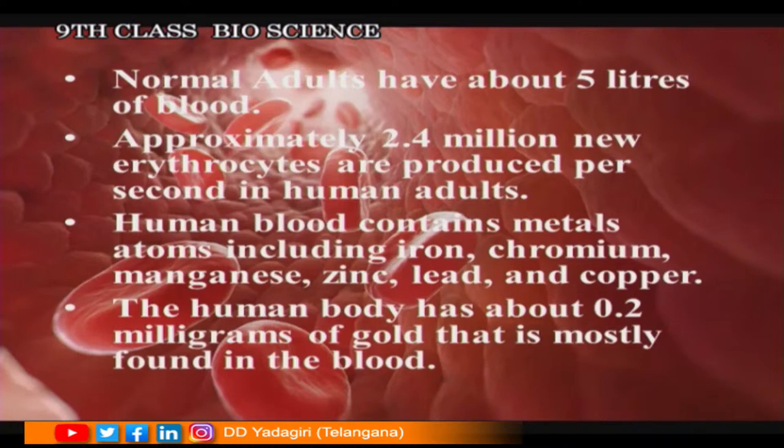So, who is carrying it? Blood supplies all these to different parts of the body. The human body has about 0.2 milligrams of gold that is mostly found in the blood.